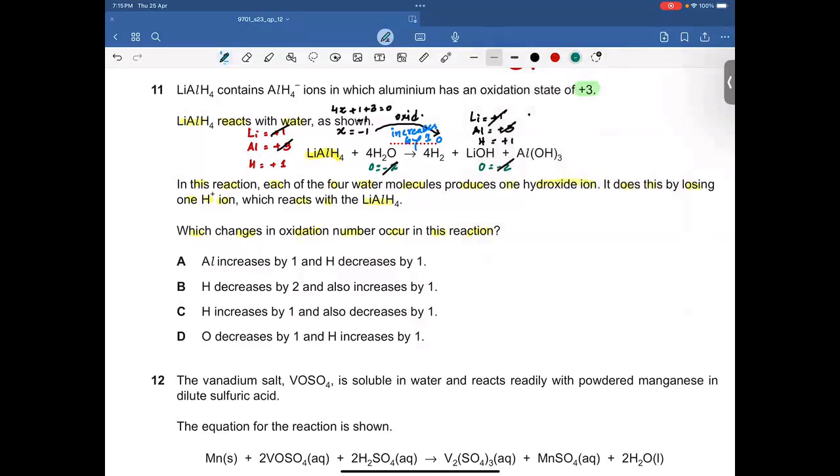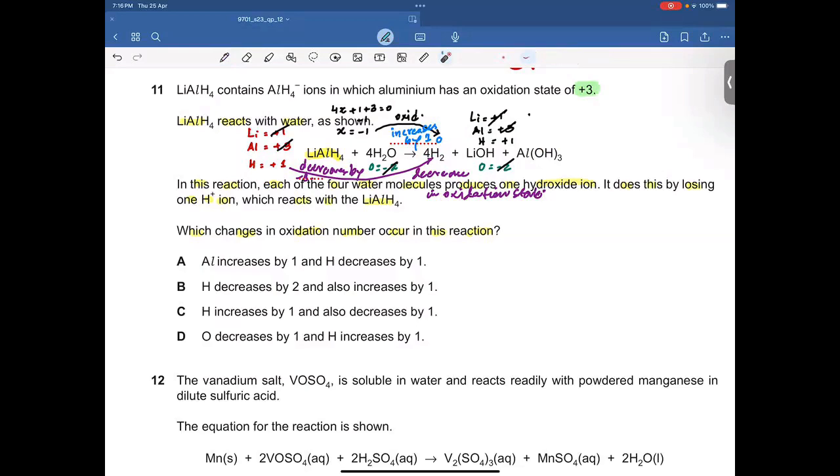Let me change the color. From here to here, it's +1 to 0, which means a decrease in oxidation state, and obviously it decreases by 1 because it's +1 and it is 0. That means it must be -1. Decreases by 1. Okay.